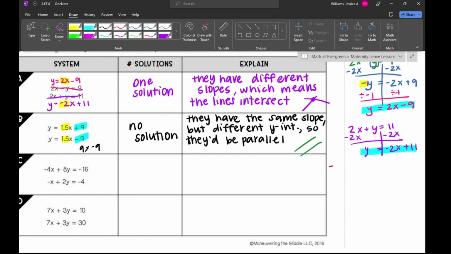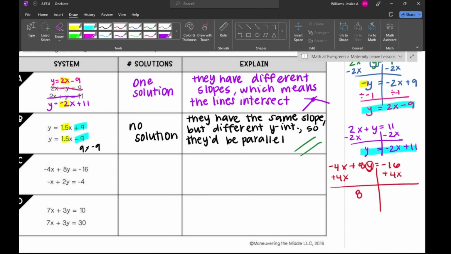So the first one, negative 4x plus 8y equals negative 16. We have to get this y all by itself. So I'm going to move the x. That's a negative 4x, so I'm going to add 4x.